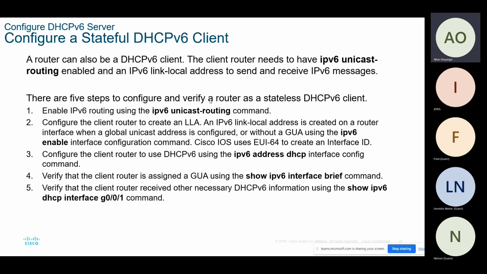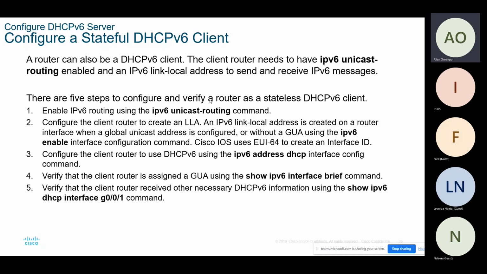Now, once you enable routing, you need to configure the router to create its own link local address. It can do this if the router connected to it is another router which is already configured with an IPv6 address, and so it can actually acquire a link local from it. Or you can use the command IPv6 enable, and this is a command put on the interface.